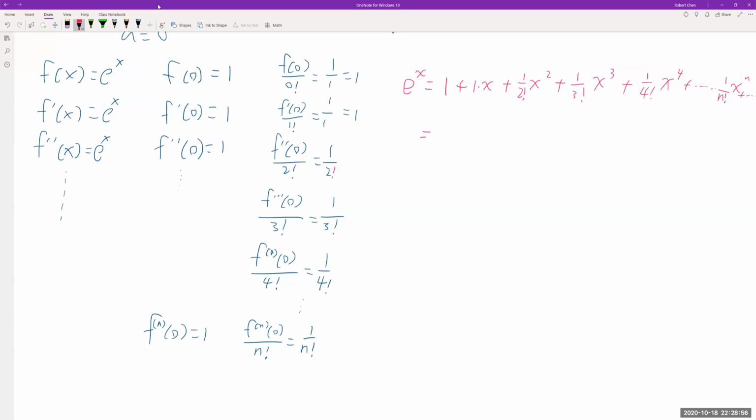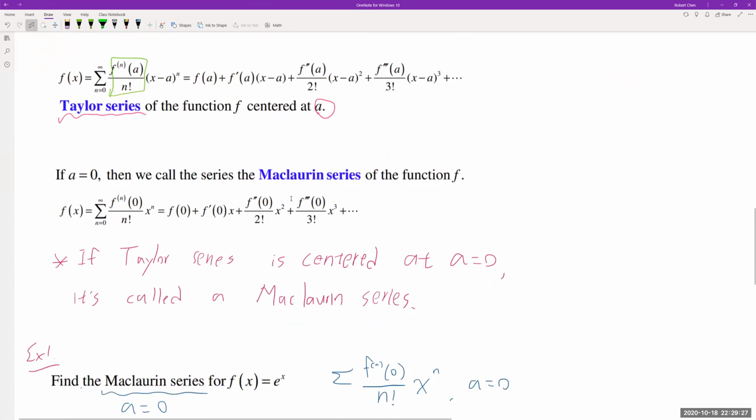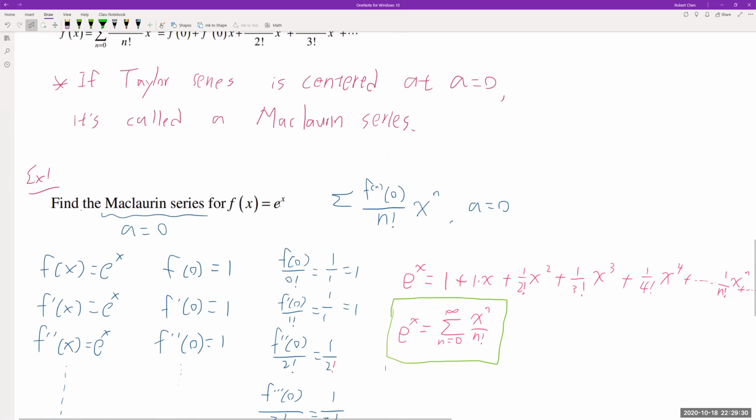So in general, we can rewrite this infinite sum as the sum from n equals 0 to infinity of x to the power of n over n factorial. And that is the power series representation for e to the x. So basically what we did is we used the Taylor series method to figure out the coefficients of the power series for the function e to the x.